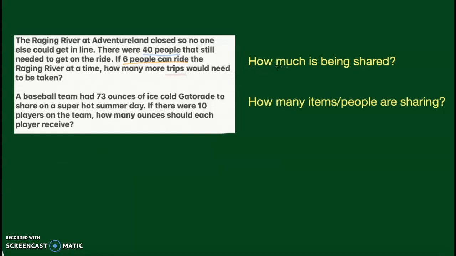So we'll come over to our questions. The first thing we need to determine is how much is being shared. We know that there's 73 ounces that are being shared. And then how many items or people are sharing. We know that 10 players are going to be sharing that. So 10 players.